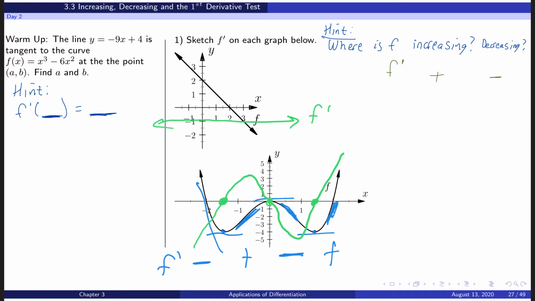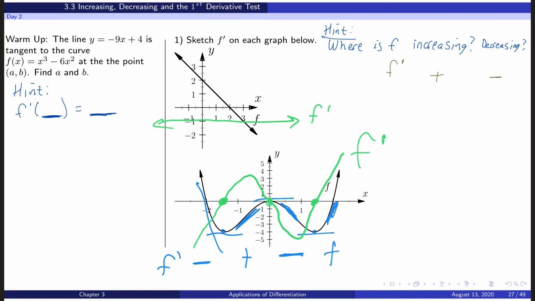We don't know exactly where the maximum and minimum turnaround points for the derivatives are, so I don't know where that point is, and I don't know where that point is. We will discuss that in a future section, but as of right now, that's a pretty good sketch for f prime. So let's put a label on this and say that this is f prime.